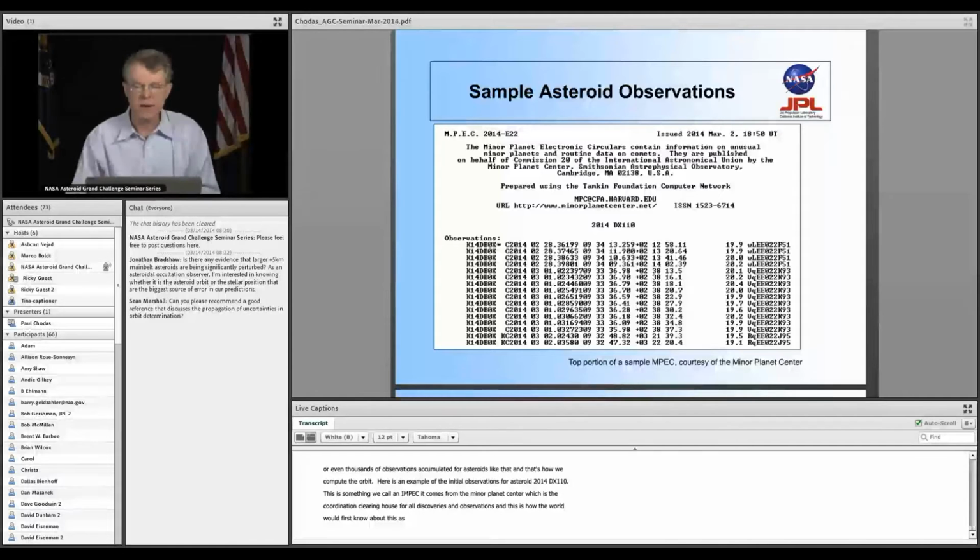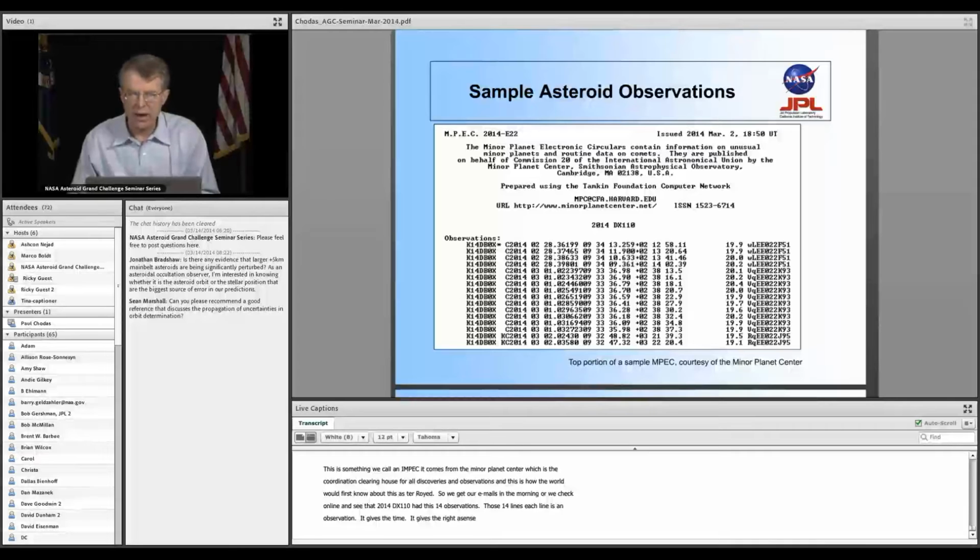So we would get our emails in the morning, or we would check online and see that 2014 DX110 had, let's say, 14 observations. Those 14 lines, each line is an observation. It gives the time. It gives the right ascension and declination coordinates.